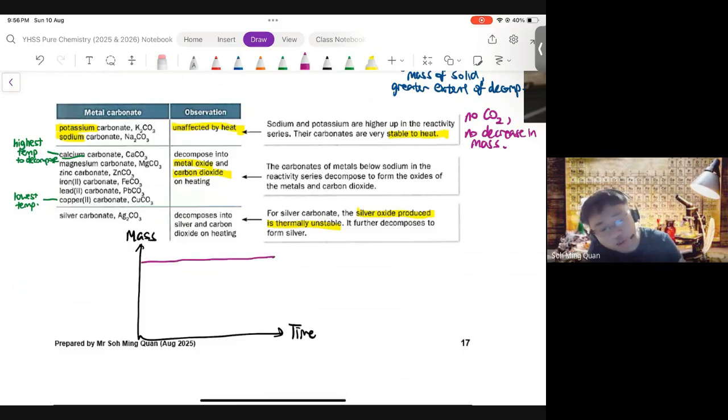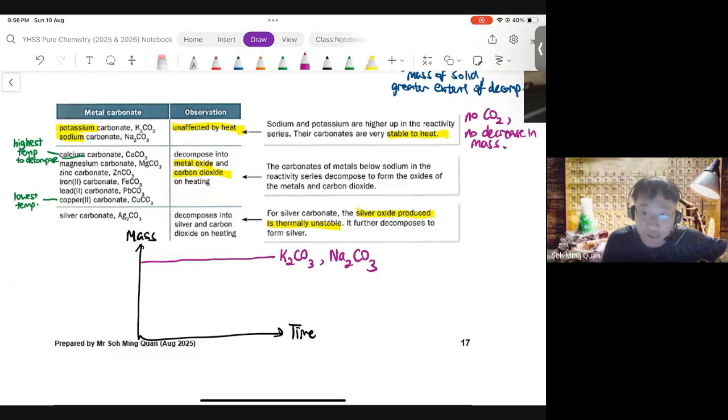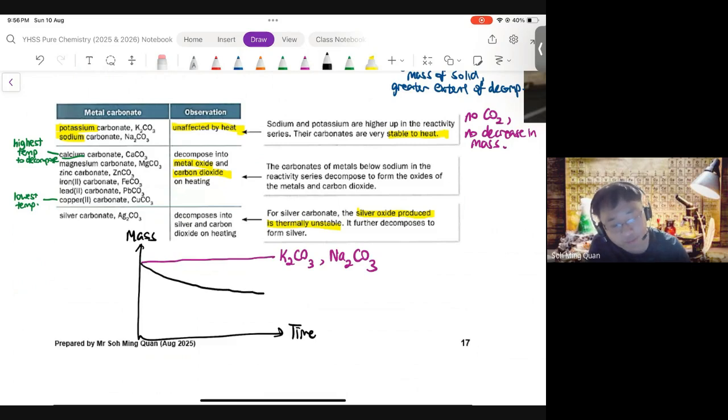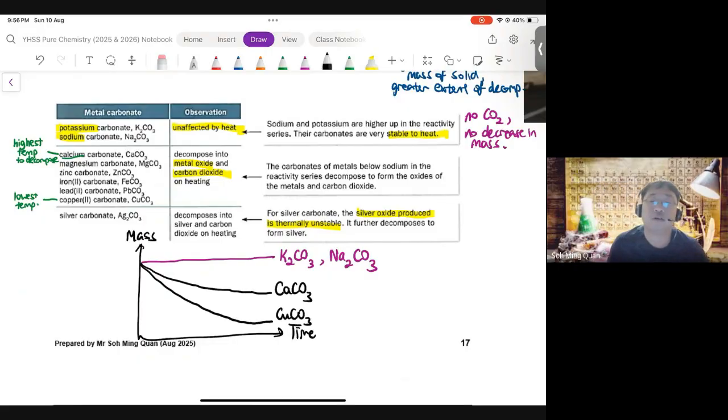So now if I were to plot a simple graph of mass against time. First, we have our sodium and potassium. Sodium and potassium carbonate will not change in mass. It remains the same mass, no decrease. Then we come to calcium, copper. The decrease in mass will actually be more significant for copper 2 carbonate at the same temperature. Of course, I'm measuring at the same decomposition temperature. So for the same temperature, copper 2 carbonate should decrease in mass more because it decomposes to a greater extent.